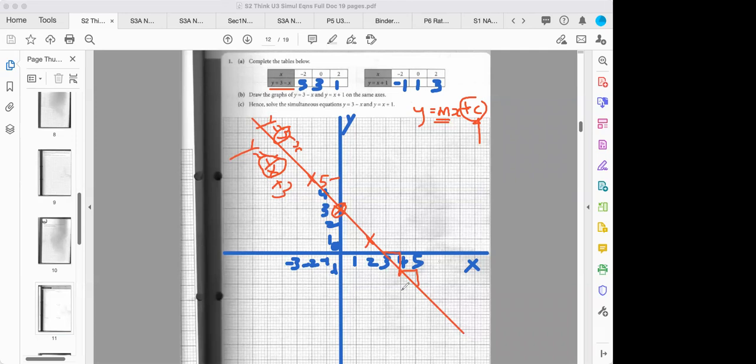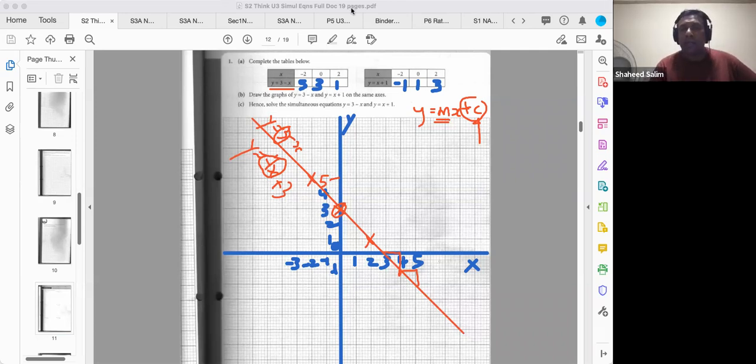Okay, now I'm going to plot the other one. I use another color, and then you see whether it works or not. X is minus 2, y is minus 1. You must check in case I make a mistake.